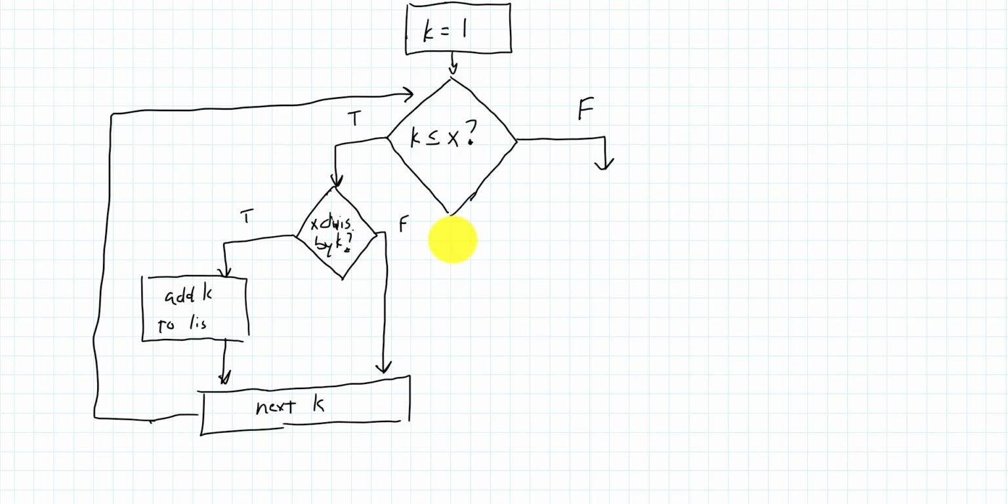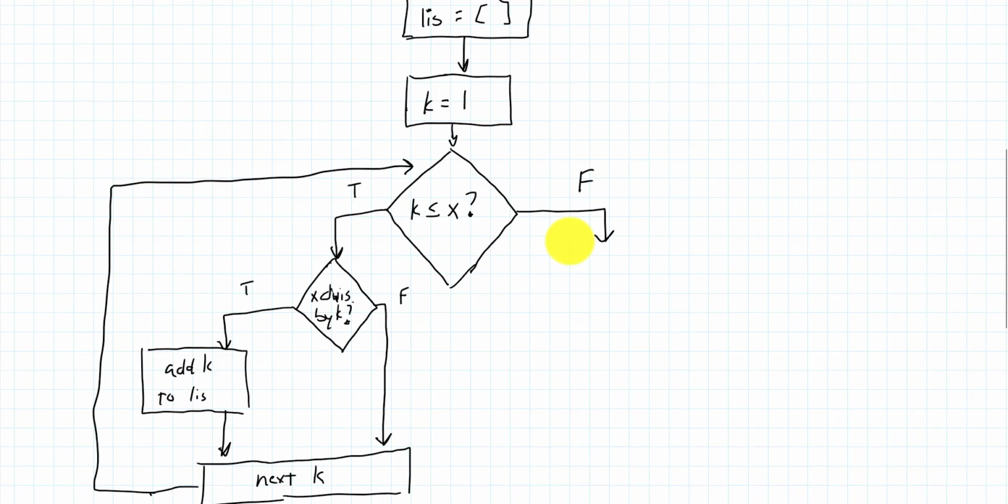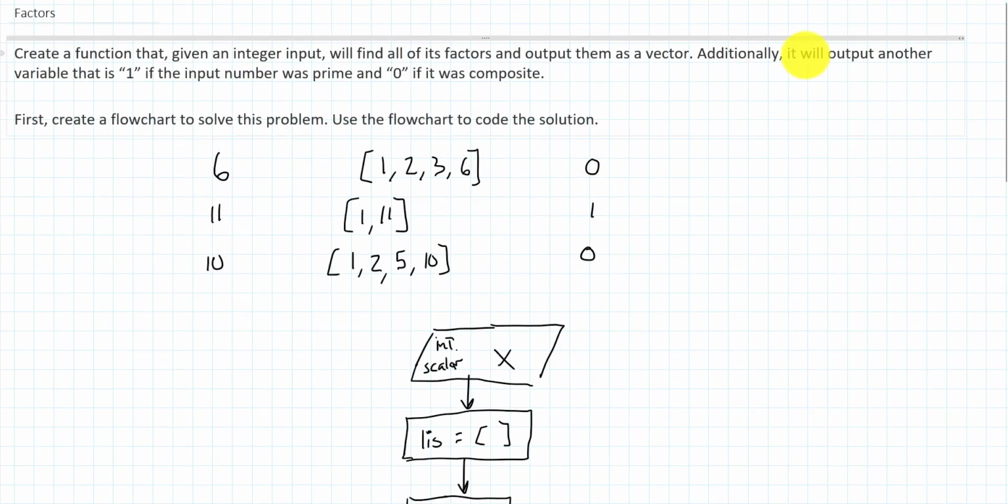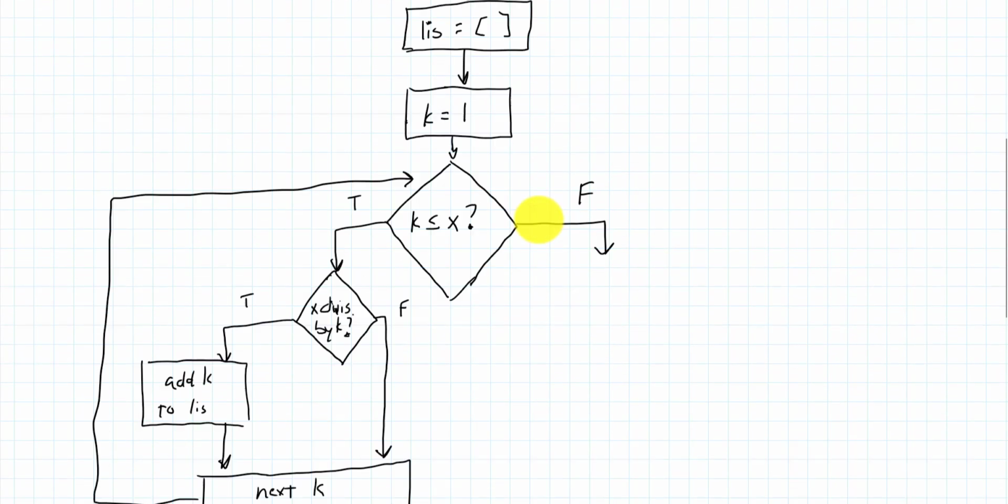So this left grouping here is going to be our loop. So when it's true that k, this incrementer, is less than x, we're going to go through this loop and we're going to build this list, LIS. Now, eventually, we have to come out of this loop. What have we not addressed yet? We haven't addressed the other variable here, indicating the binary variable, is it prime or is it composite?